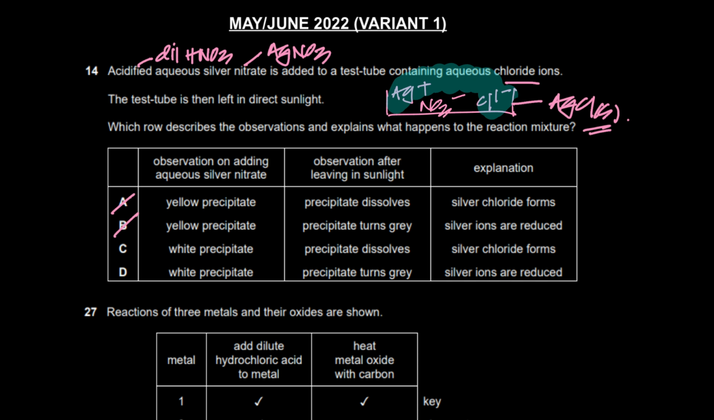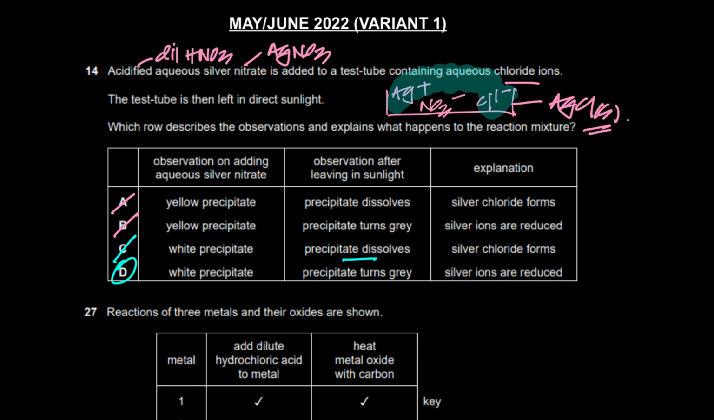observation after leaving it in the sunlight. Now this particular bit is removed from your course, but what you need to understand is, even if you were doing the trial and error method or elimination method, you know that why would this precipitate dissolve, right? We know the fact that an insoluble precipitate does not dissolve. Why would it dissolve when you leave it in the sunlight? So C can be eliminated, and therefore D would be the correct option.